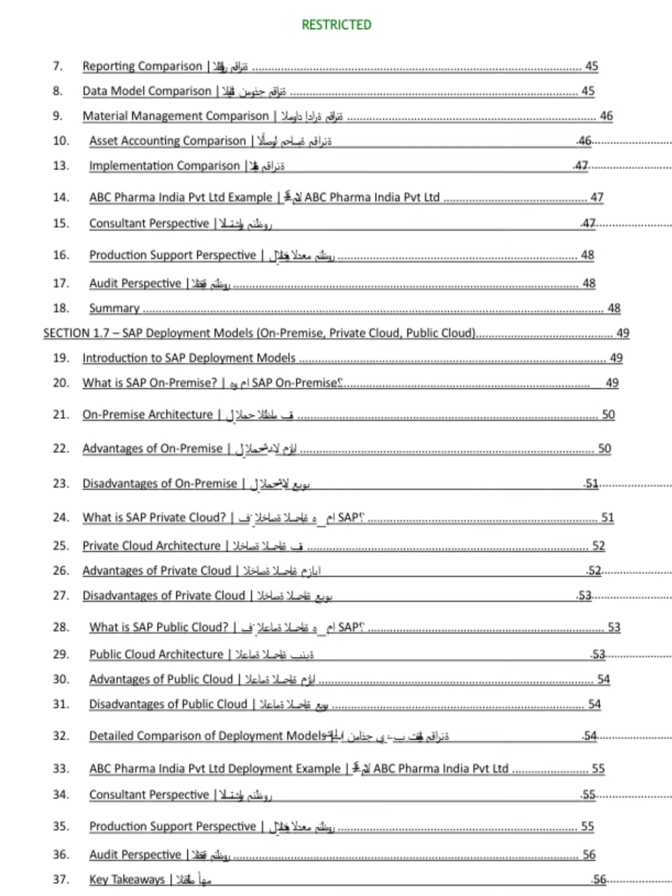This slide gives us a detailed roadmap of what's coming up next. We'll be diving into various comparisons, from reporting and data models to asset accounting and implementation. Then, we'll explore perspectives from consultants, production support, and audit teams. After that, we'll focus on SAP deployment models, on-premise, private cloud, and public cloud, looking at their architectures, pros, and cons. Finally, we'll wrap up with examples and key takeaways to tie it all together. It's a comprehensive look ahead.